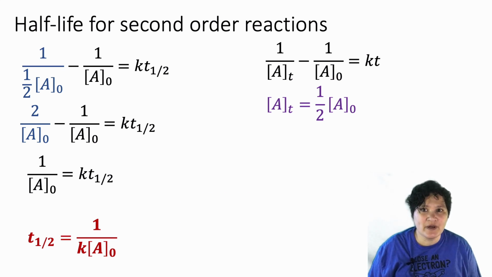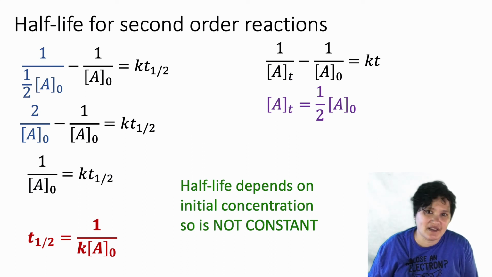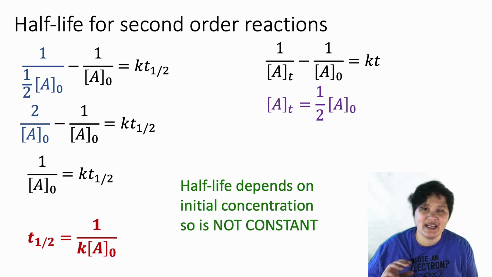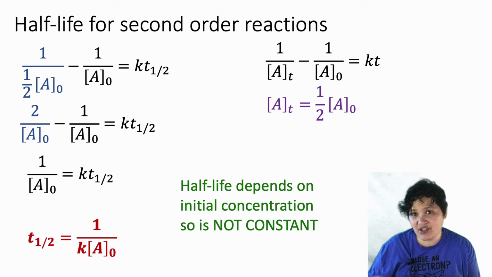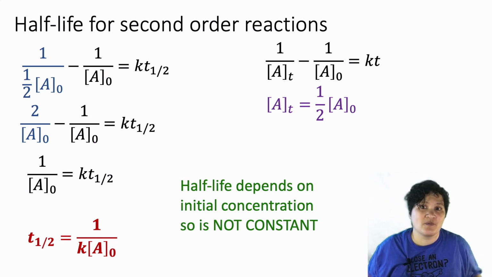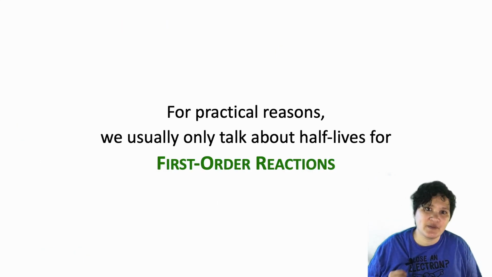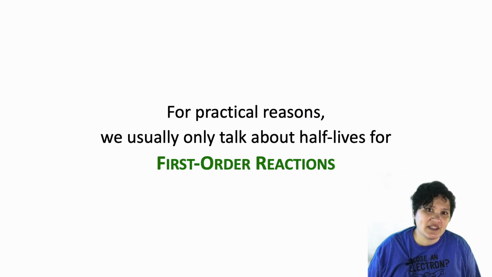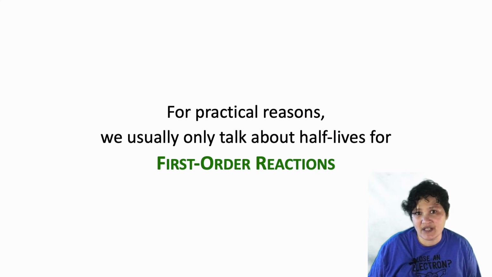What does this mean? Well, again, our half-life is going to depend on what our initial concentration is. It is not constant. Now, I'm not going to show a graph for this one, but basically what will happen is that the half-life will increase as the concentration goes down. As the concentration goes down, the speed of reaction goes down. So both zeroth and second order half-lives are dependent on the initial concentration and therefore are not constant. As a result, we normally only talk about half-lives for first order reactions. Because we have a constant half-life, we can predict what that's going to be.